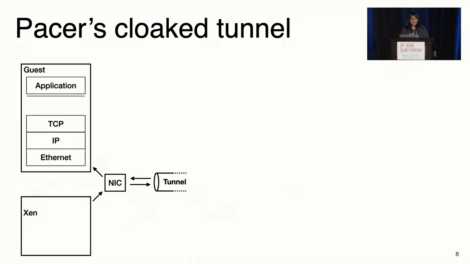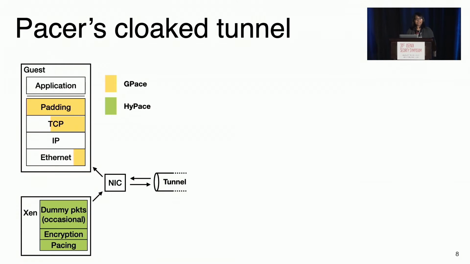So with Pacer, we take a paravirtualization approach. We implement a component in the guest kernel called gpace, which is a loadable kernel module implementing packet padding and small changes in the TCP and the NIC's Ethernet driver layer. We implement a second component in the Xen hypervisor called hypace, which implements dummy packet generation, encryption of packets, and pacing of them when transmitting to the NIC. Together, these two components address the two requirements of the tunnel and help in guaranteeing freedom from network side channel leaks while transmitting packets in the tunnel.